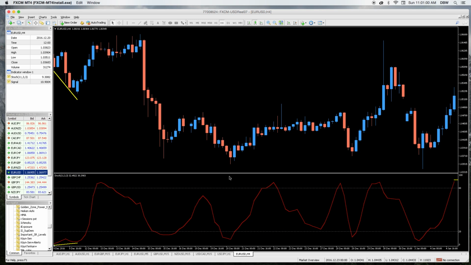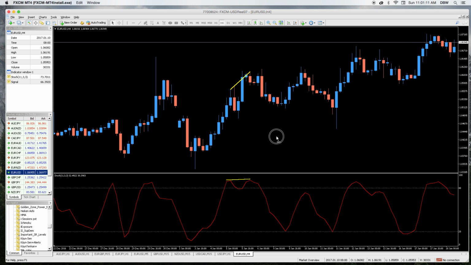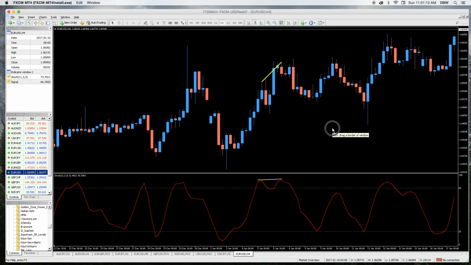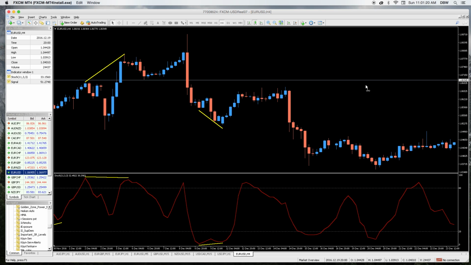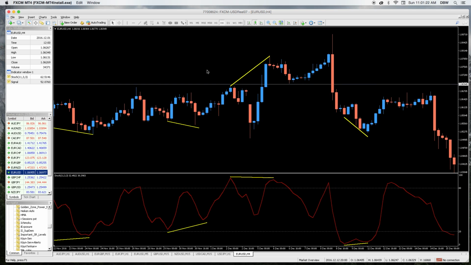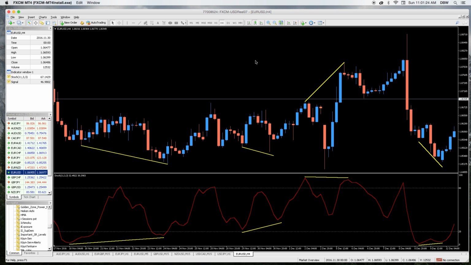Although right in here, there's a big area where nothing much is really happening along the lines of using divergence. But generally you're going to get a lot of trades on a 4-hour, and if you trade more than one pair, you probably are going to get at least 2 or 3, maybe 4 a week, maybe 5 in some weeks. It just depends.